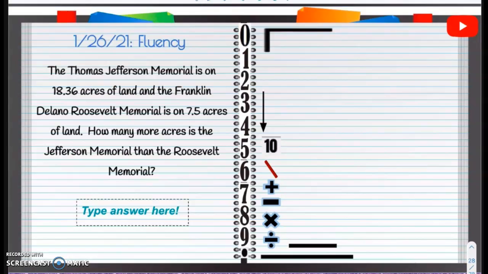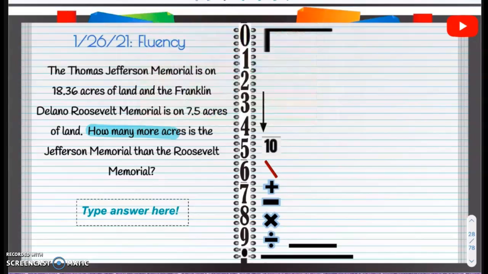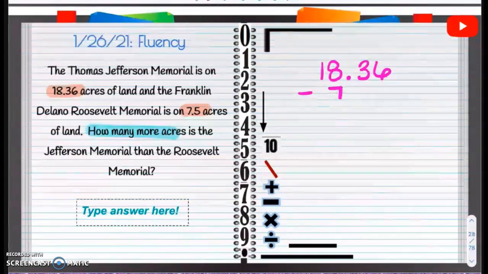So how many more means, how many more? That means we're going to subtract. So we are going to take 18.36 or 18 and 36/100, and we're going to subtract 7 5/10. So when I'm subtracting decimals, remember we must line them up. 18 and 36/100 minus 7 5/10.